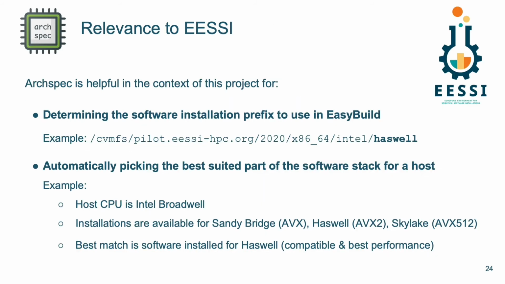In the context of the EESSI project, we will use ArchSpec for two things. First, to obtain a label for a CPU microarchitecture, which we can use in the software installation prefix that we will use in EasyBuild. The example shows an example prefix for an Intel Haswell system. In addition, when using the software stack, ArchSpec can be leveraged to determine the best part of the software stack for the particular host. So for example, if your host CPU is an Intel Broadwell, and the software stack provides installations for AVX, AVX2, and AVX512 systems, ArchSpec can tell us that we should use the Haswell or the AVX2 installations on this Intel Broadwell system to obtain compatible installations while getting good performance.